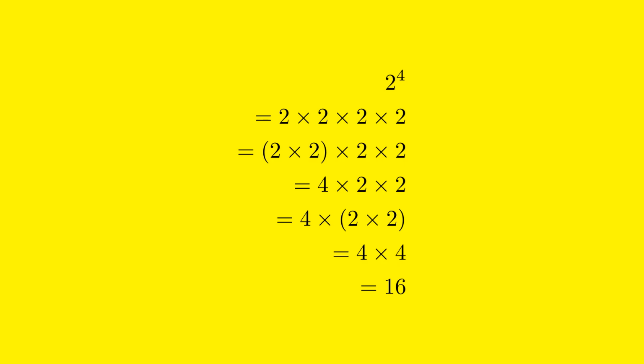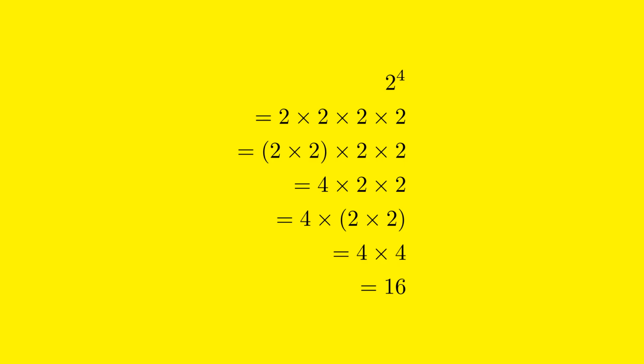Next, we take this result, which is 4, and multiply it by the next number in the series, which is once again 2. So we need to perform the multiplication 4 times 2. When we calculate 4 times 2, we get the result of 8. Now we have simplified 2 times 2 times 2 to 8.